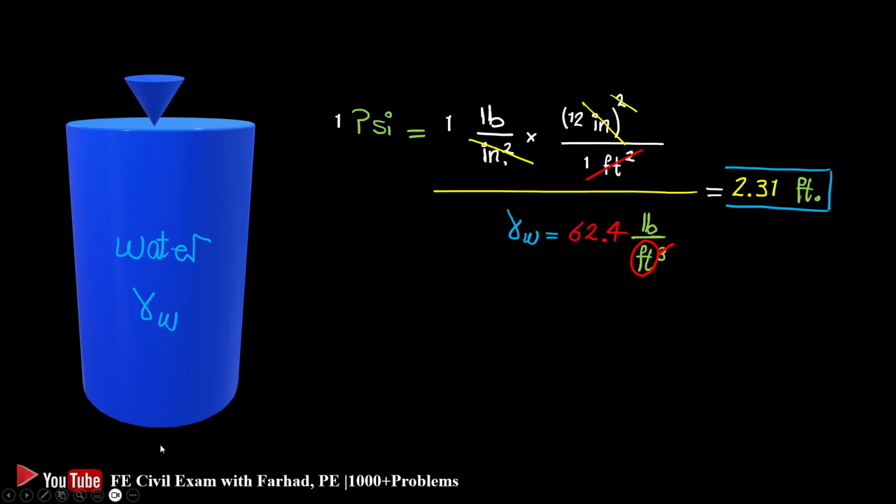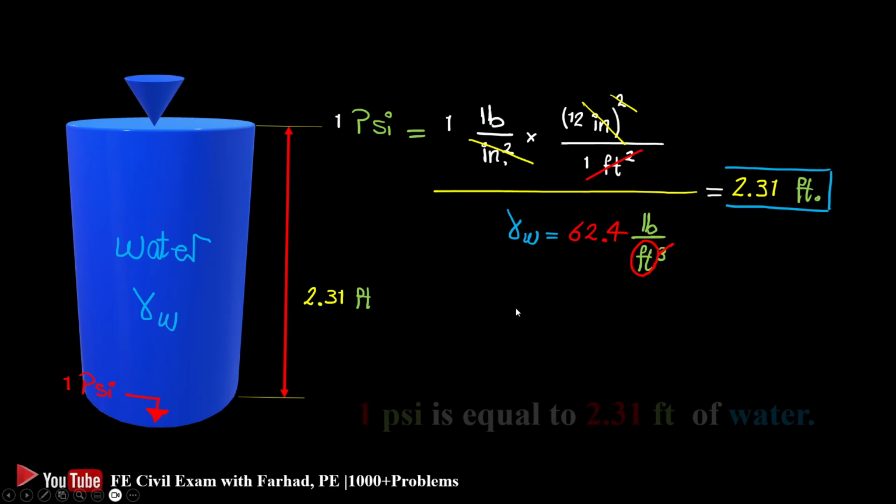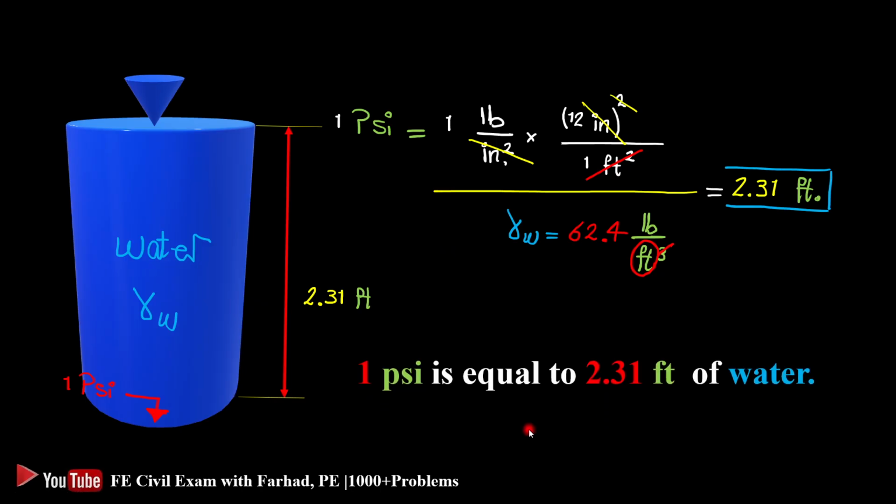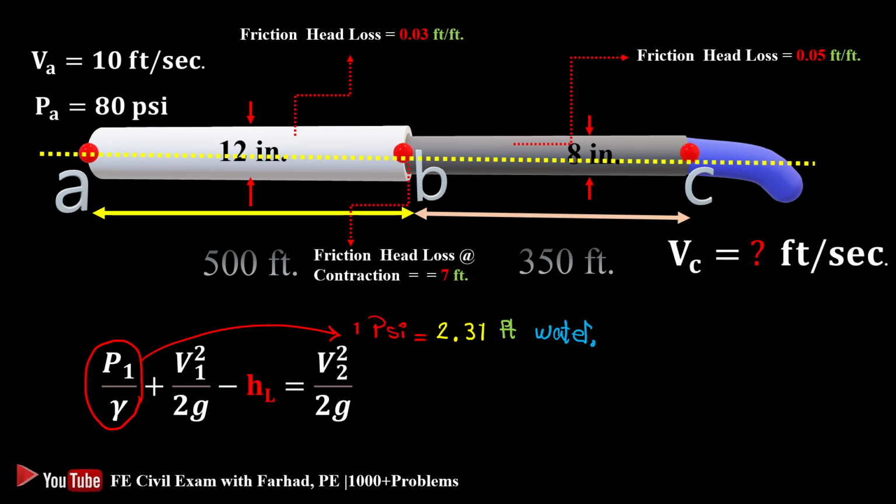It just says if we have a tank and we apply a 1 psi pressure at its bottom, it's equal to 2.31 feet of water, or vice versa. If we have a column of water with a height of 2.31 feet, the pressure applied at the bottom is 1 pound per square inch. So again, 1 psi is equal to 2.31 feet of water. Just be careful, if your liquid changes, it definitely should be divided by the gamma of that specific liquid. It's just for water. So let's go back to our equation.